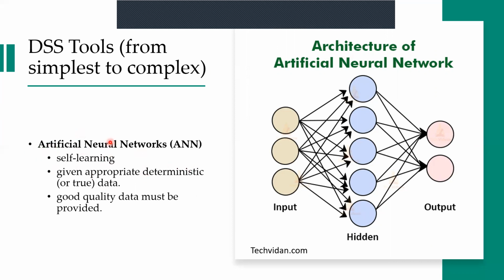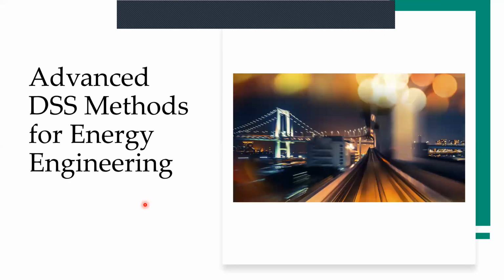ANNs have self-learning capabilities. Unlike the previous tools, where if we want to adjust it, we adjust it manually, we adjust the if-then rules, etc. But we have to give the ANN appropriate deterministic, meaning true data, and we have to provide it with quality data. Nevertheless, it self-learns, so it can learn autonomously, and that's an advantage of ANNs.